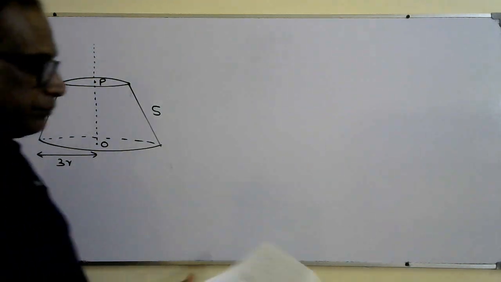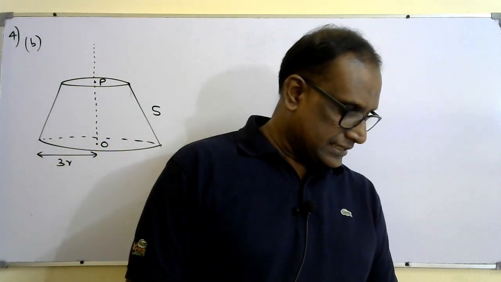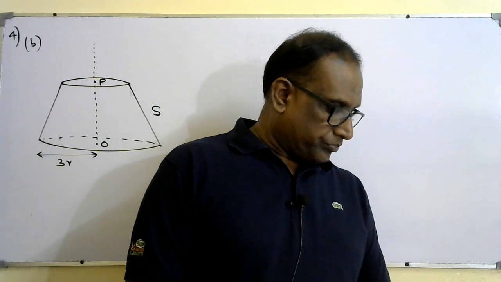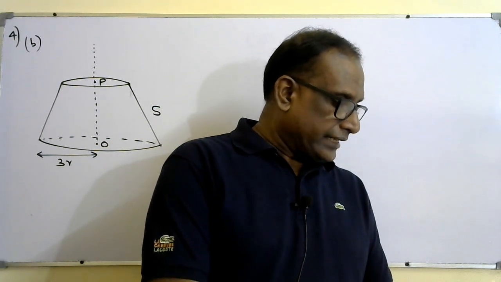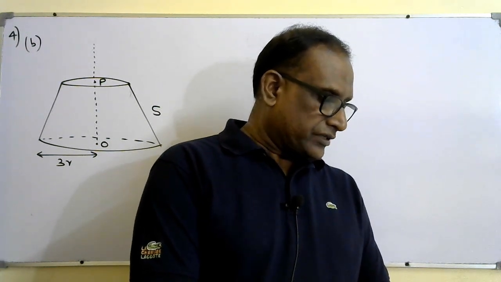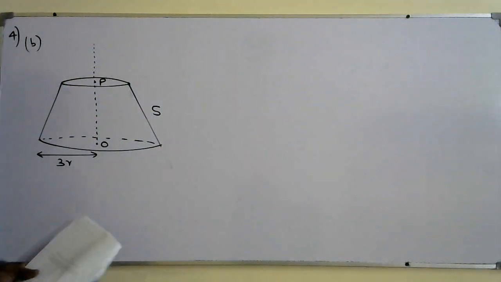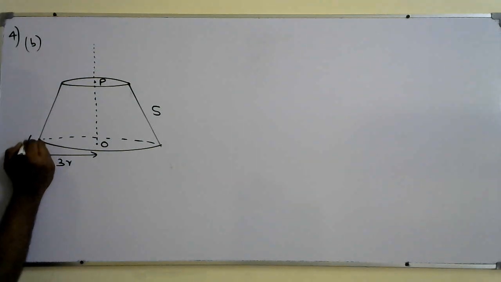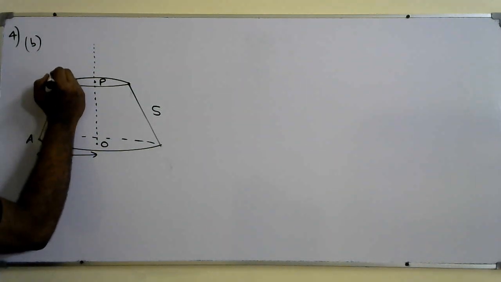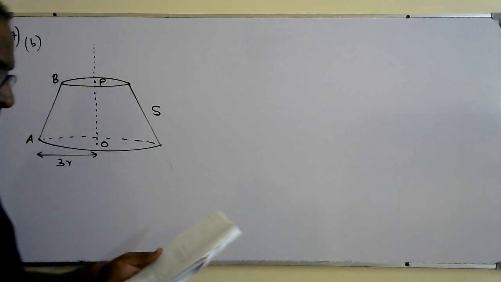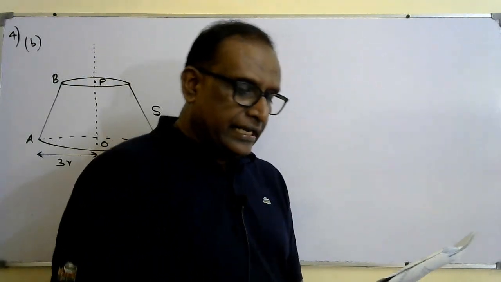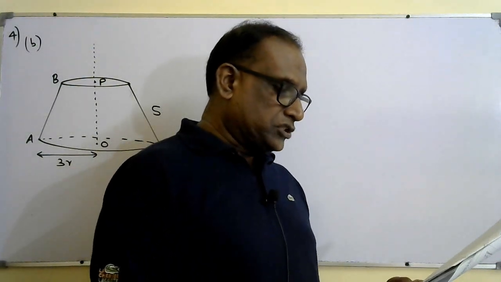Okay, so the B part of that same question says the point A lies on the circumference of the base of S. S is the remaining portion. So this is named A at this point, and this is named B, and point B lies on the circumference of the top of S.